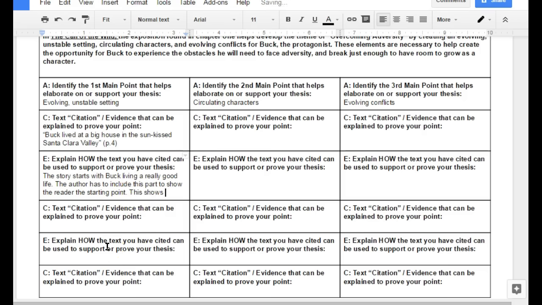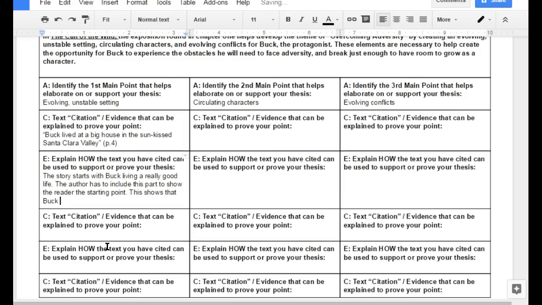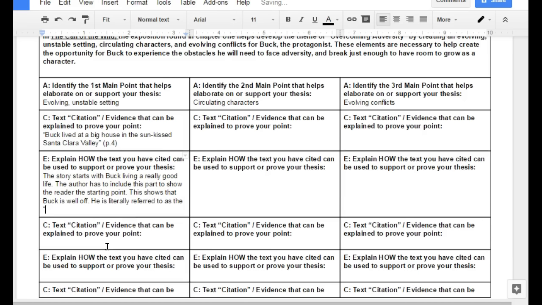This shows that Buck is well off. He is literally referred to as the king. Now, I didn't actually have that part cited, so I'm flipping through my chapter. I know it's close to that because I see that this is on page 4, so I'm going to look around there. I think it's a tiny bit later.